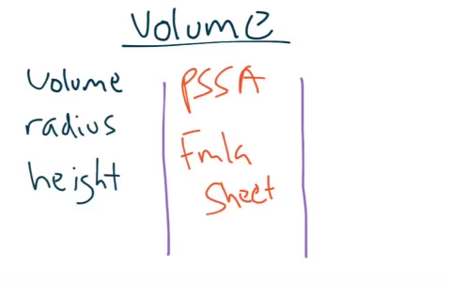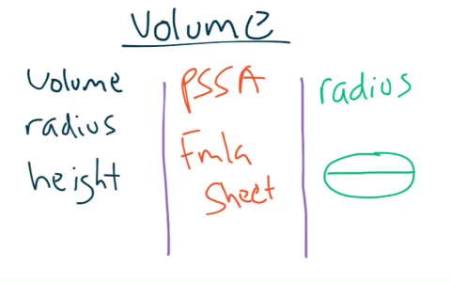Okay, and finally the last thing you have to worry about is making sure you're dealing with the radius and not the diameter. Because remember, the diameter is all the way across, so if this diameter was 18, that would mean that the radius would actually be half that, which is 9. So just something to keep in mind.